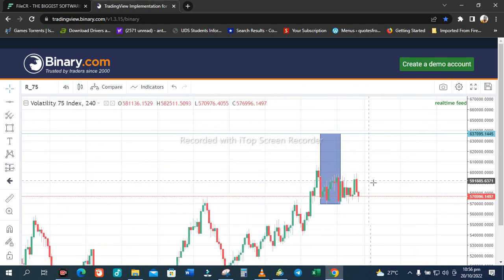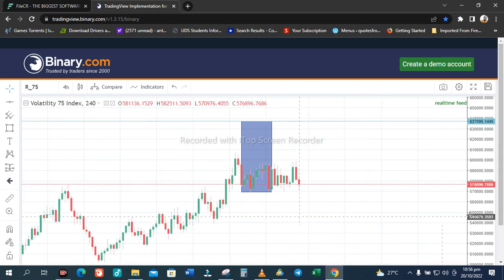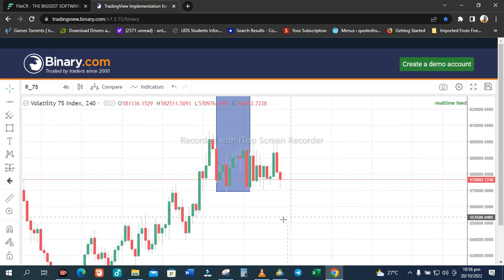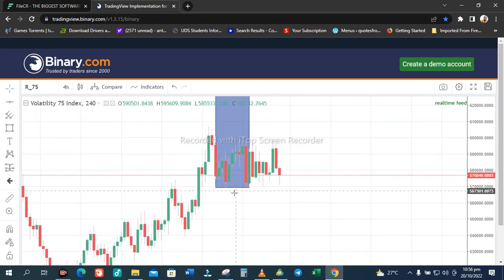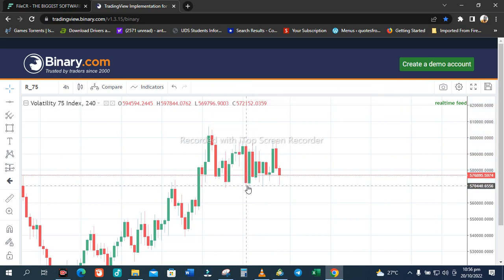Okay, so let me also go back to the chart and show you if there's any entry point here. And what do we see today on the chart? So this is just a test run for my recording software, to see how best it works. All right, so let's see.